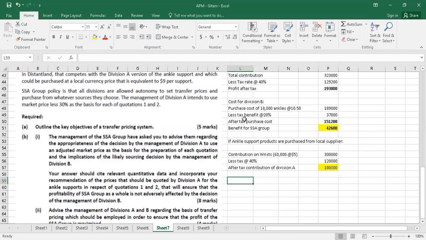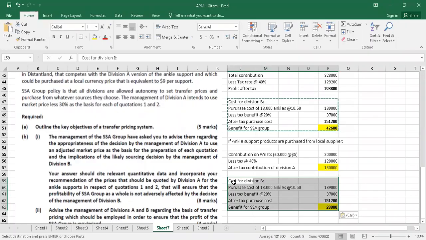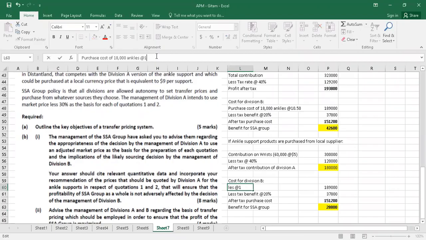Then purchase cost. Now cost for division B, we talk about purchase cost for division B, they would be purchasing at 9. It's not 10.5 because our local supplier is offering a price of 9. So take this price as 9. Okay. So the overall benefit would be 50,400.